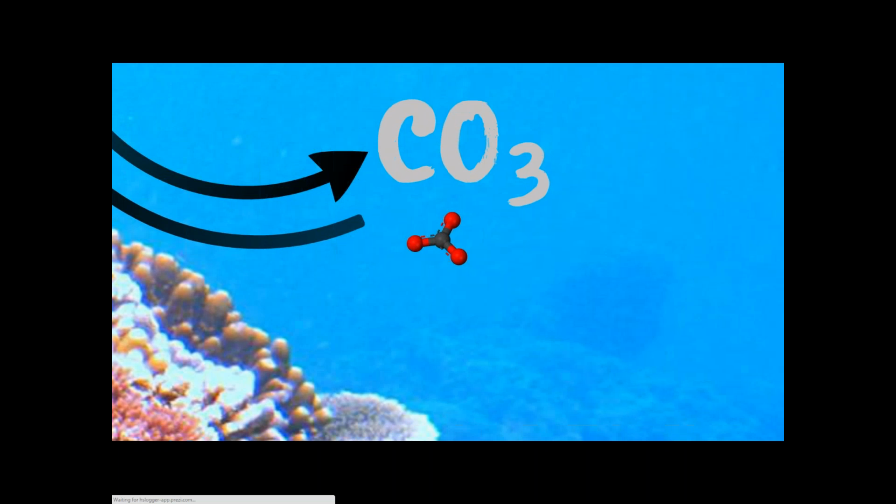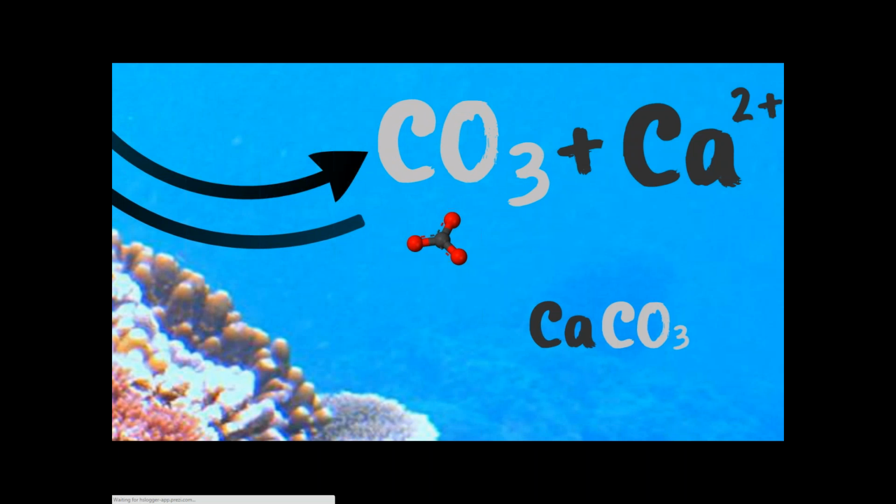So carbonate is important because when it combines with calcium, it forms calcium carbonate, which forms the hard shells and skeletons of many of the creatures in the ocean. And the mineral form of calcium carbonate that I'll be talking about today is aragonite.